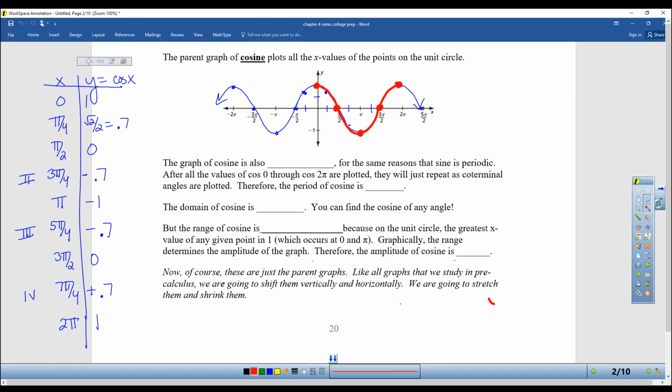So the graph of cosine is also periodic for the same reason that sine is, and that is that it repeats like a periodical, keeps going. After all the values of cosine through cosine of 2 pi are plotted, they will just repeat as coterminal angles. So that's why you keep getting the same one over and over again. Just think about it as going around the unit circle. Remember that cosine is based on the x, so that's why it starts off at 1.